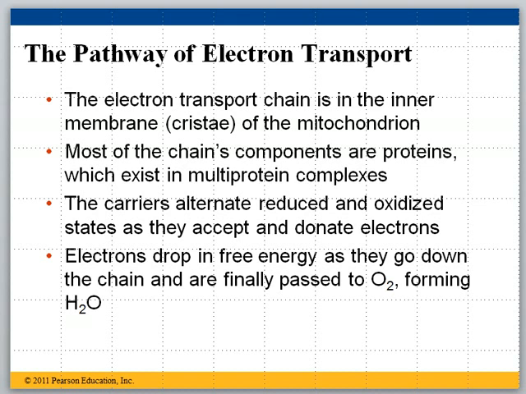This same process occurs in prokaryotes that don't have mitochondria, but it happens in the plasma membrane. So in the single-celled, prokaryotic creatures, this does occur, but it happens in the plasma membrane. In the eukaryotes, we're still talking about the mitochondria.